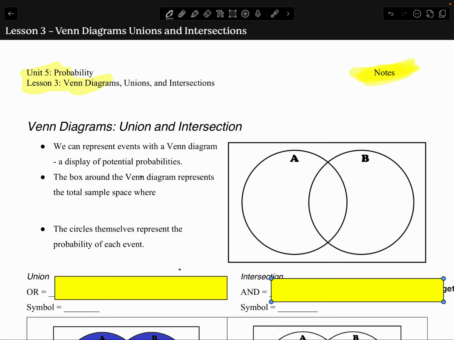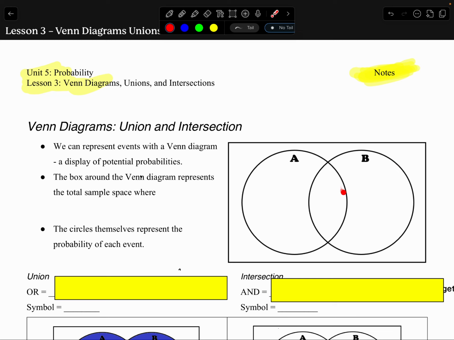So you have this box, which is called the universe. Nothing exists outside of this box. That's everything inside this box. And you have some circles. It can be 2, it can be 3, and they can be touching or non-touching.